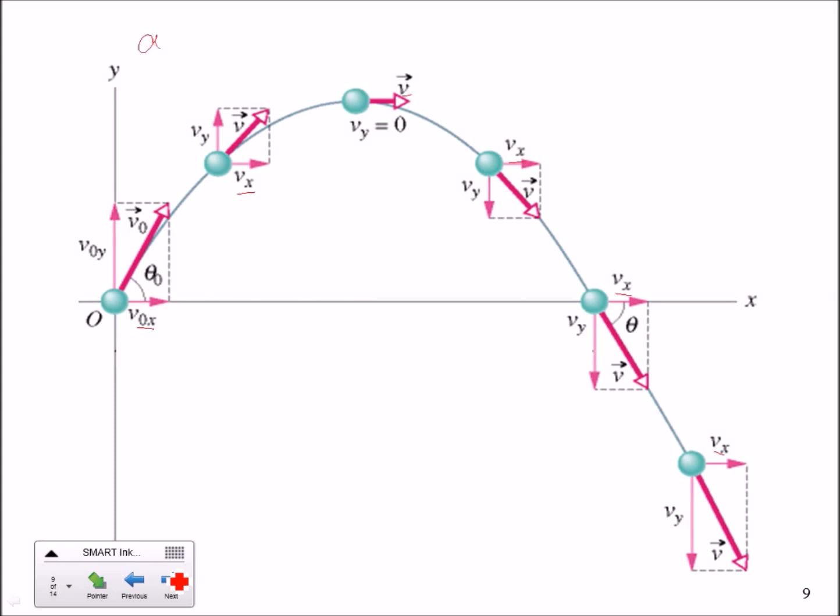So at the maximum height, it's the y component of the velocity that is 0, not the total velocity. Again, the total velocity is just equal to the x component of the velocity at the maximum height.